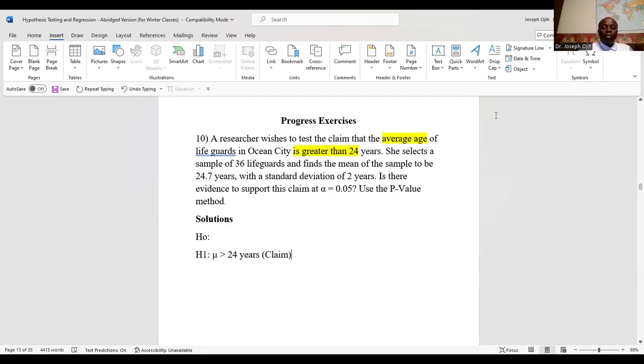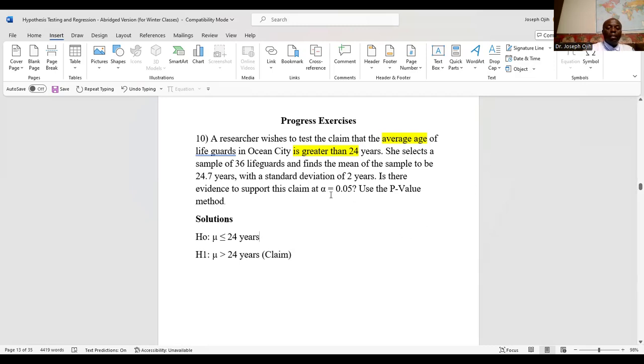Then, like I explained last time, the null hypothesis and alternative hypothesis say things that are opposite of each other, which means H0 would be mean less than 24 years. But since you cannot use the less than symbol in the null hypothesis, you can only say mean less than or equal to 24 years.